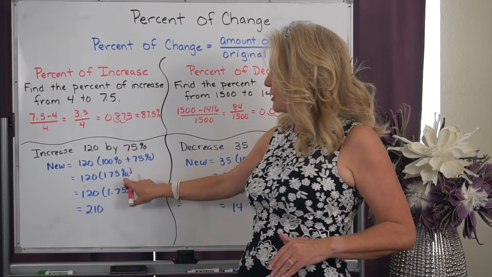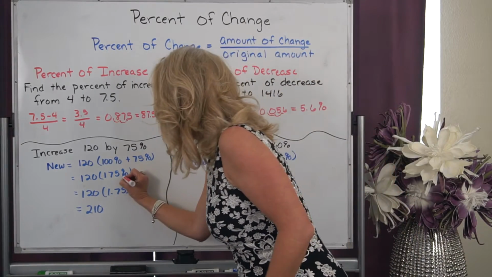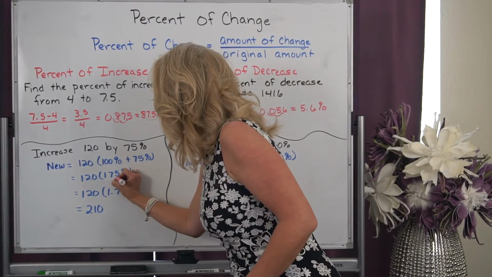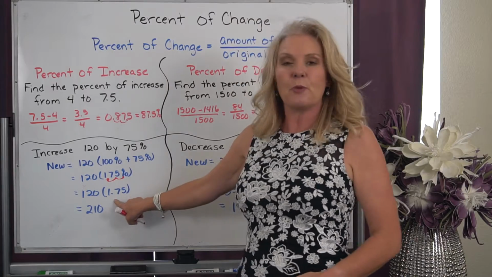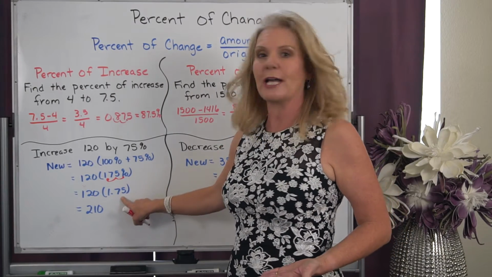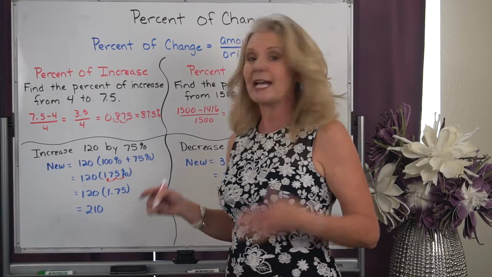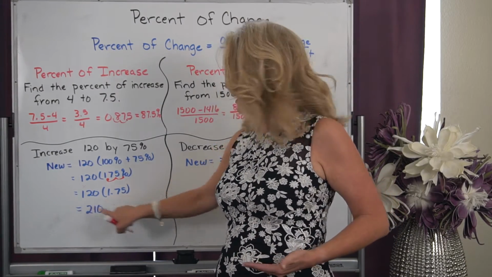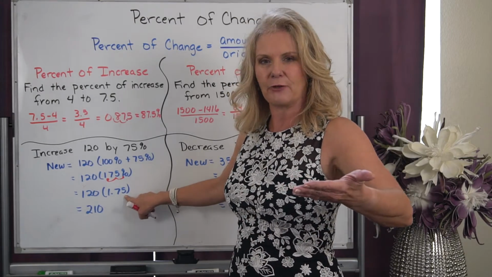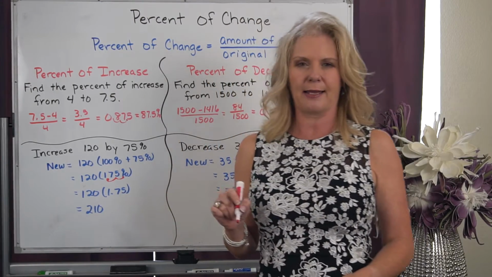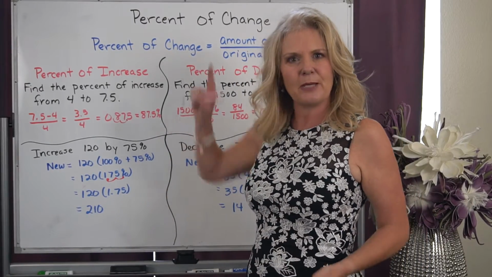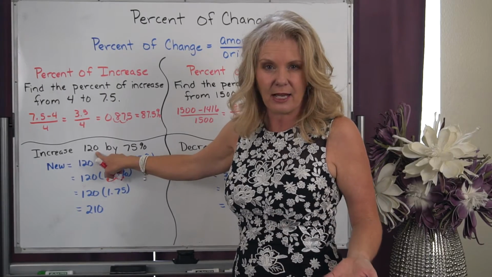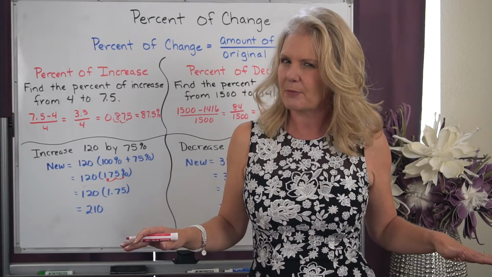Well, when I then change that percent to a decimal so I can calculate, remember you're going to replace that percent symbol with a decimal and move it 2 places to the left. I'm going to multiply 120 times 1.75. When I do that, because I'm going by 1 first, that's my starting point, then I'm going to go up by 75 hundredths more. I come out with 210. And I expected it to be a big number because I was increasing. So if it had come out less than 120, I know that I probably did something wrong with that.